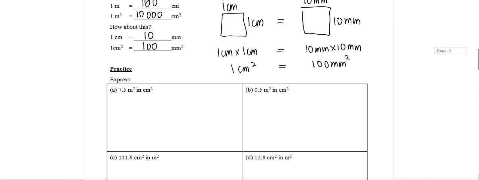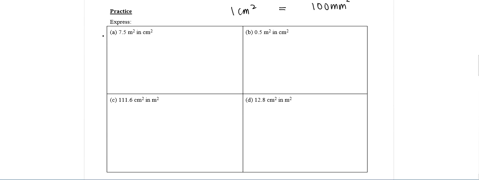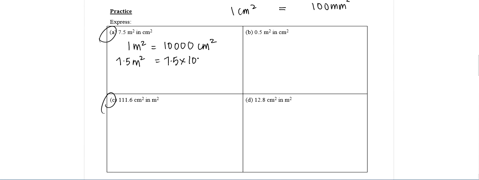Now let's look at some exercises. I'm going to look at questions A and C, and you try the rest. For 7.5 meters square, to convert it into cm square, we recall that 1 meter square is equal to 10,000 cm square. So 7.5 meters square will be 7.5 times 10,000, which gives us 75,000 cm square.